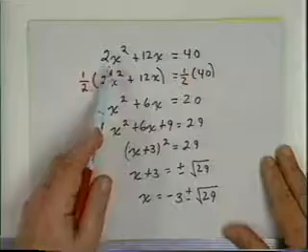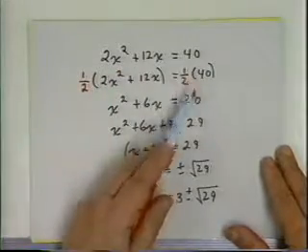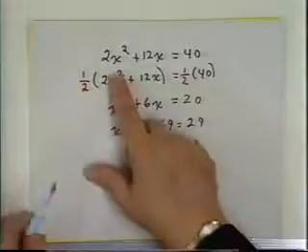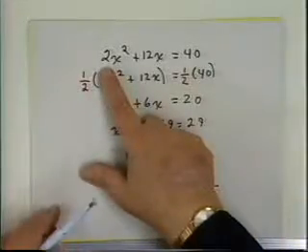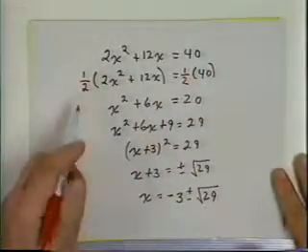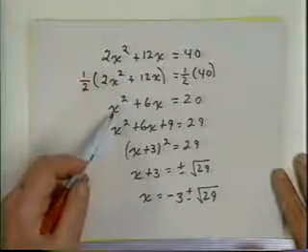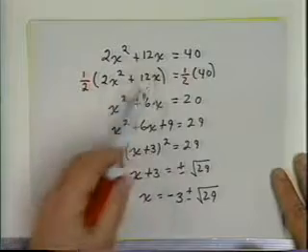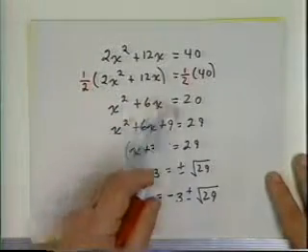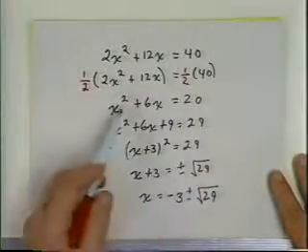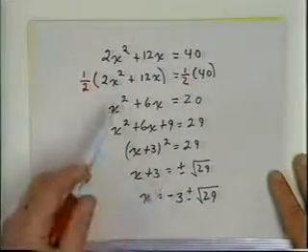But you can't just multiply one part of an equation by 1/2, you have to do what? Multiply the whole equation. In other words, I have to multiply the whole left side by 1/2 and the whole right side by 1/2. If I do that, the 1/2 times 2x, the 1/2 and the 2 cancel, gives me x squared. The 1/2 times the 12x gives me 6x. And now I'm down to x squared plus 6x equals 20. Now I can complete the square the usual way.